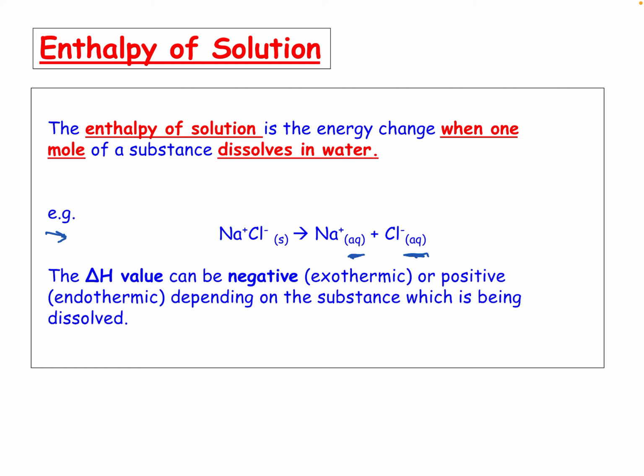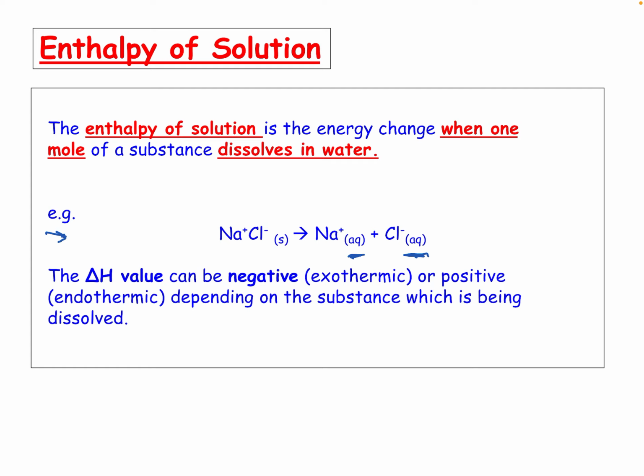Now, the delta H value, that's just the energy change, that's the same as the wee E. This can be negative or positive, so that's something that's a wee bit different compared to the other ones we looked at. If it's negative, it's exothermic, because when you dissolve it, it's giving out heat energy. But it can also take in heat energy and cool the water down, and that would be endothermic.